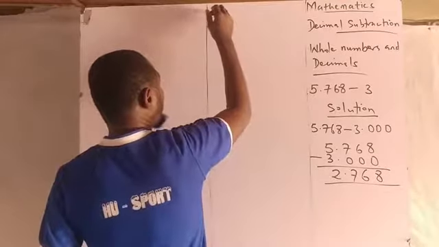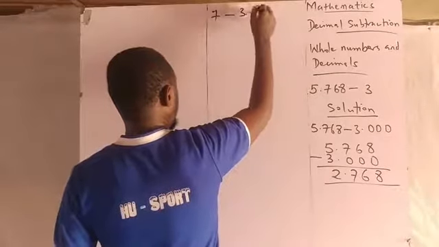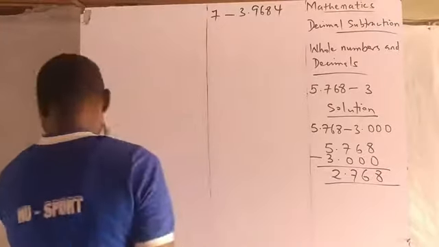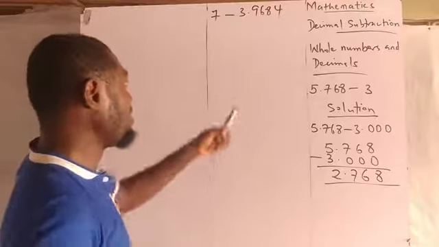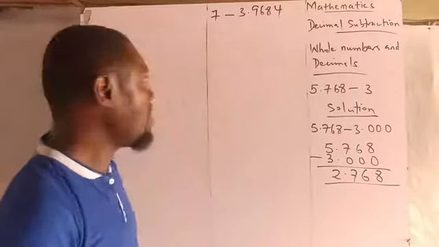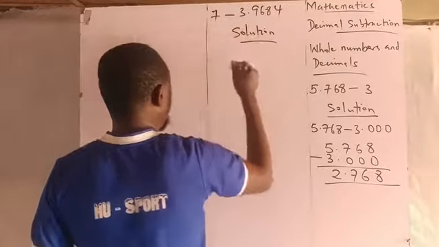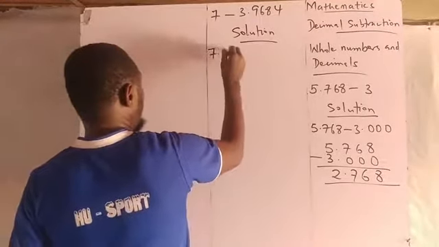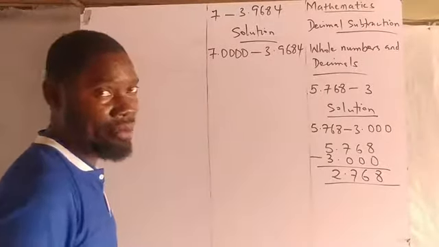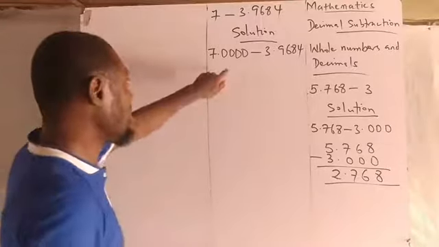You have 7 take away 3.9684. This decimal number is a 4 decimal place number. So I will need to express my 7 in the form of a 4 decimal place number as 7.0000. Take away 3.9684. Let's deal with the simple problem on the board. It's not difficult. Or do you think it's difficult? No. So let us now deal with it properly.